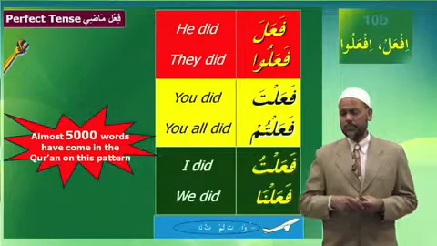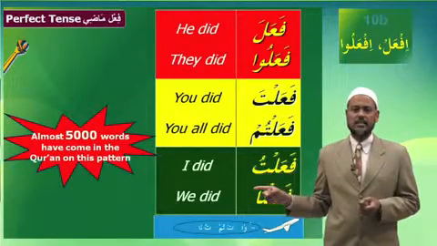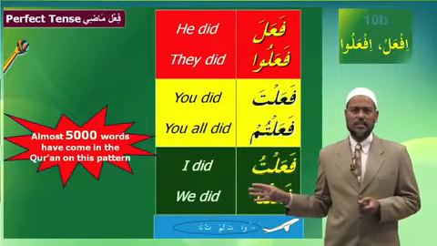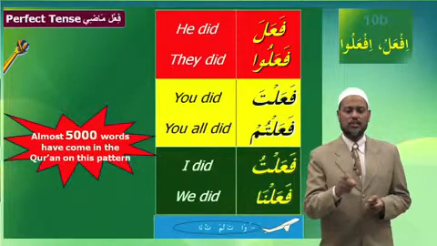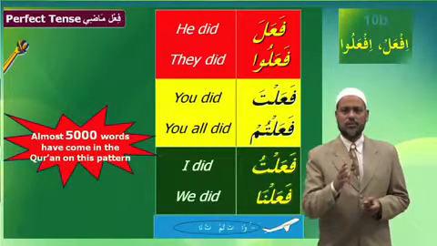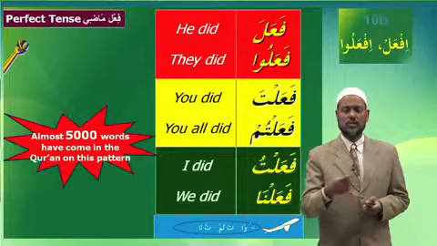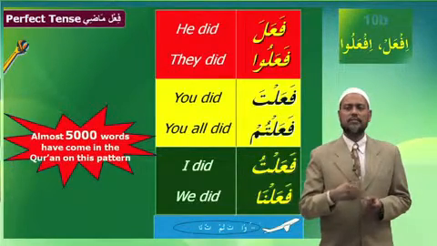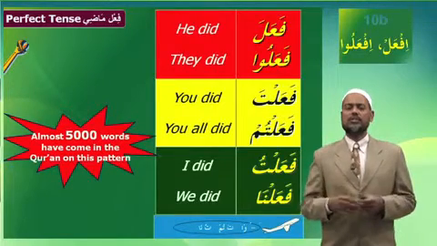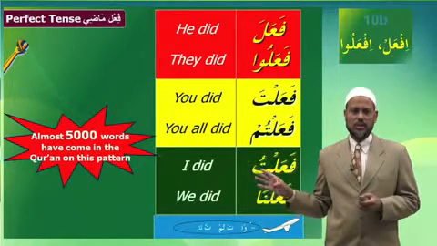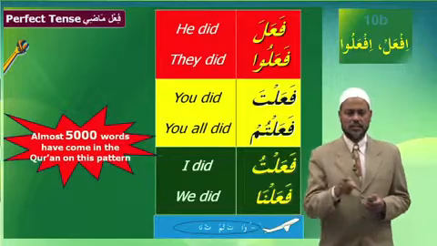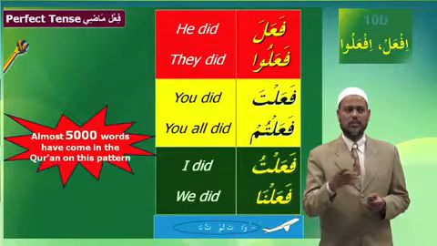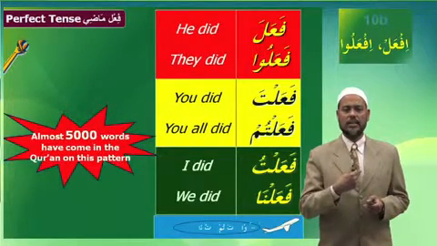Repeat after me once. Fa'ala, he did. Fa'alu, they did. Fa'alta, you did. Fa'altum, you all did. Fa'altu, I did. Fa'alna, we did. Can you translate? Fa'ala, he did. Fa'alu, they did. Fa'alta, you did. Fa'altum, you all did. Fa'altu, I did. Fa'alna, we did.